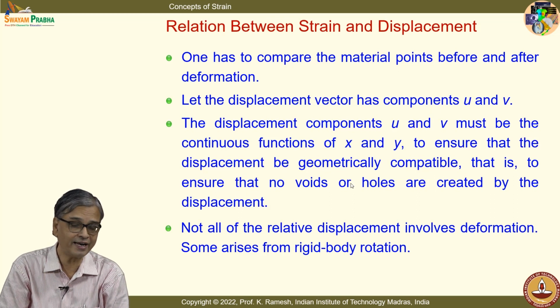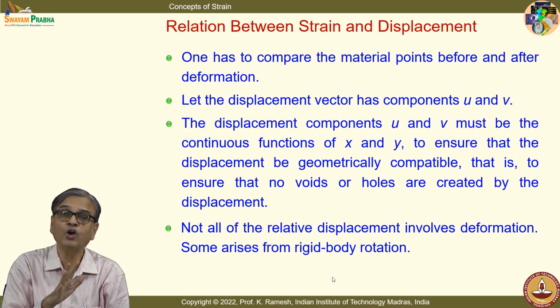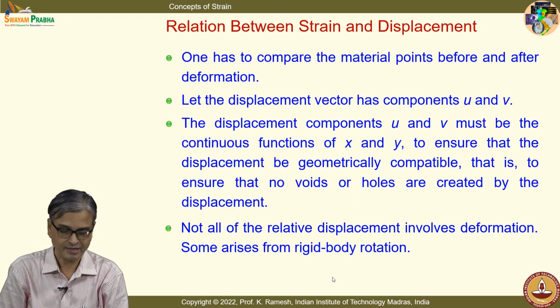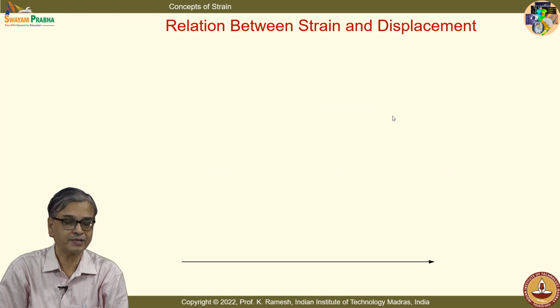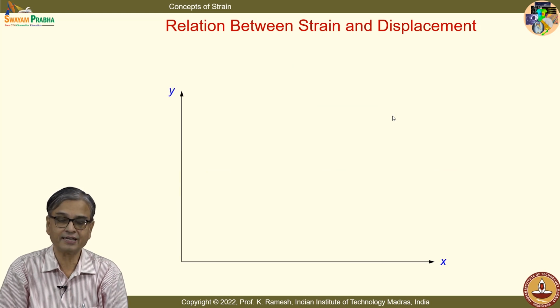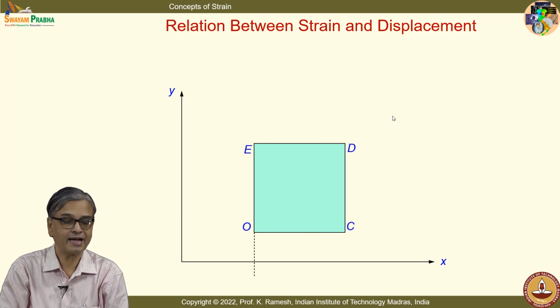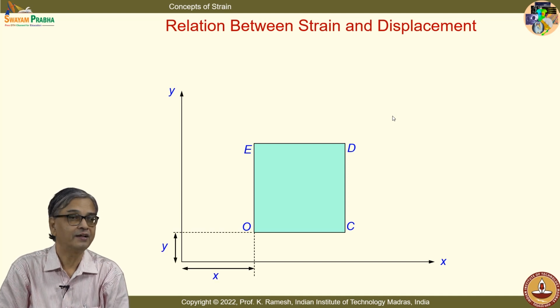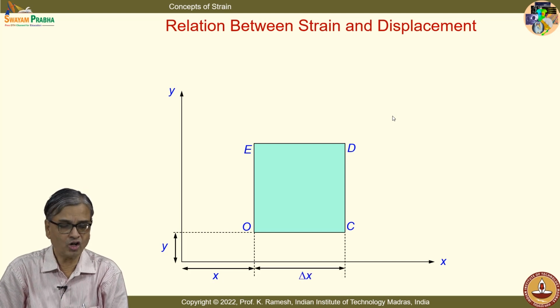A relative displacement that arises from rigid body rotation will not contribute to strain. This we will understand in stages. Now, I have a displacement field, and I take a simple element, which we have taken as delta x and delta y. After applying a deformation, this gets distorted. Let each of these points have some displacement vector, and these are all exaggerated.